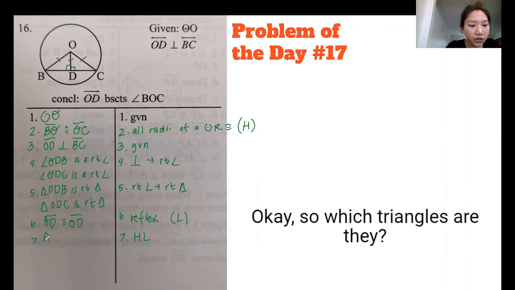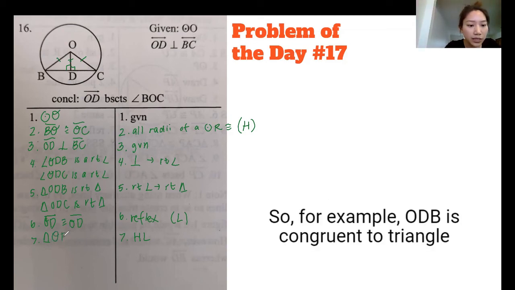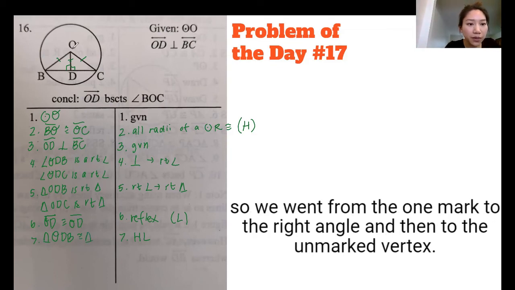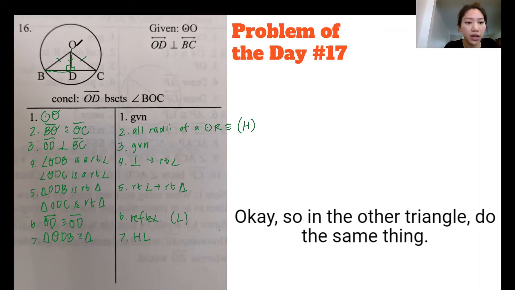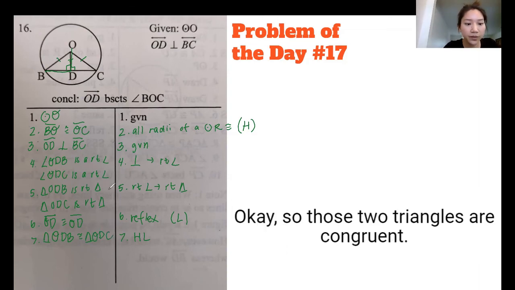Okay, so which triangles are they? Again, it doesn't matter what order you choose for the first triangle, just pick an order. So for example, ODB is congruent to triangle. So we went from the one mark to the right angle and then to the unmarked vertex. Okay, so in the other triangle, do the same thing. Go from the one marked side to the right angle. So that's O to D, and then to the unmarked vertex, which would be C. Okay, so those two triangles are congruent.